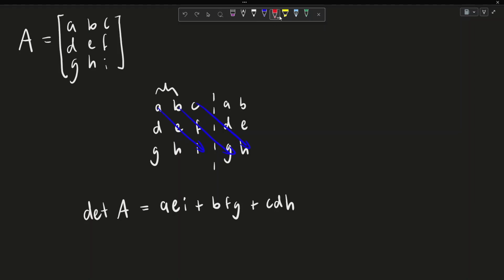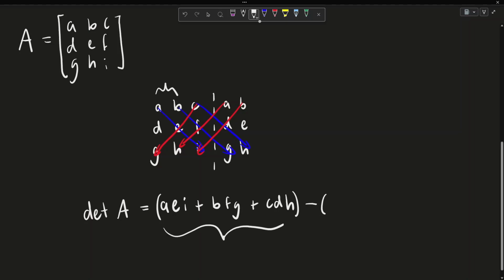Now we need to draw 3 more arrows. So we start this arrow from the left of the original matrix A. So we have C, E, G, A, F, H, B, D, I. Now this second part of the determinant is subtracted from the first part. So what we have is this first part, this original part. From it we subtract C times E times G plus A times F times H plus B times D times I. And this is Sarrus Rule.